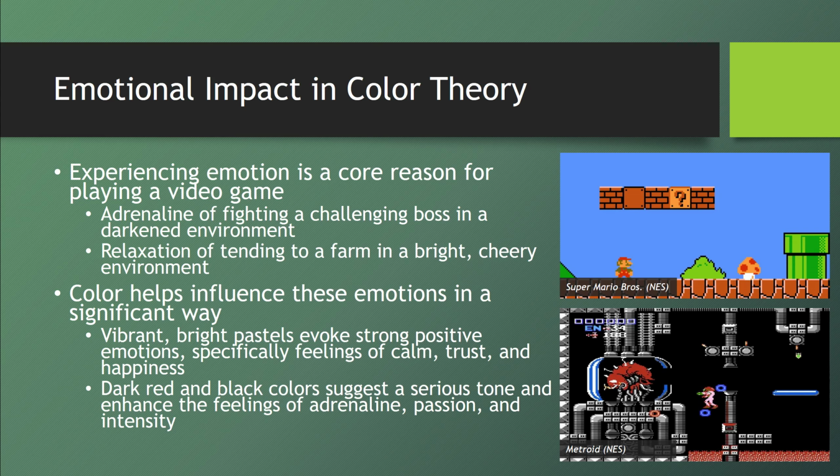A prime example of this is Nintendo's use of the limited color palette on the NES game system. Super Mario Bros. offers a lively experience that is meant to be inviting and for all ages, whereas Metroid uses the same colors in a different way to show that this game is meant to be a more mature and challenging experience.